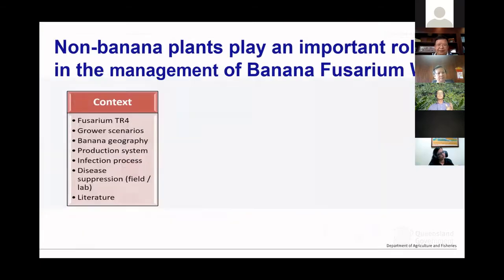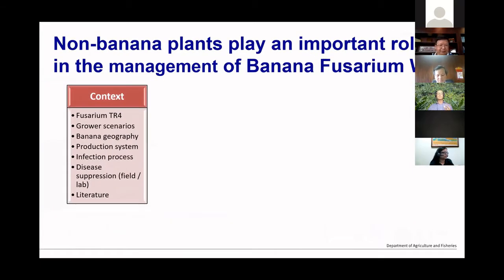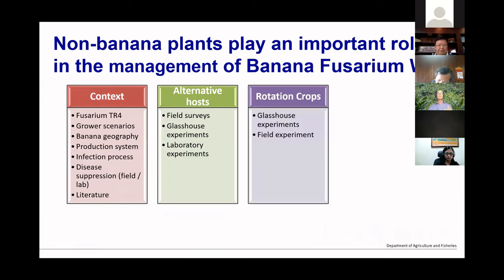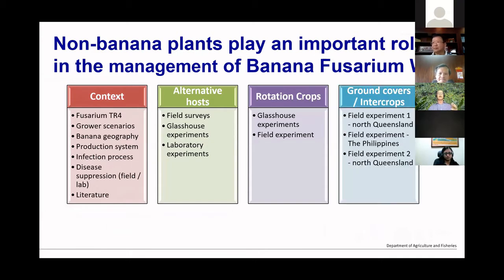Firstly, I'd like to give some context of why we are pursuing this avenue of research and what is already known. Next, I'd like to focus on the alternative host, providing some results from glasshouse, field and laboratory experiments. Then I'd like to discuss the role of non-banana plants as potential rotation crops with results from glass and field experiments before moving on to their role as ground covers.